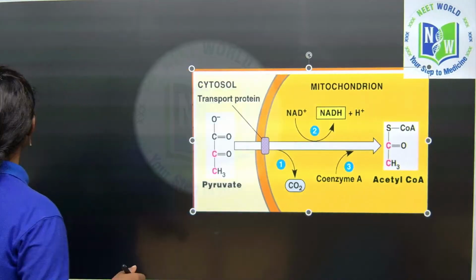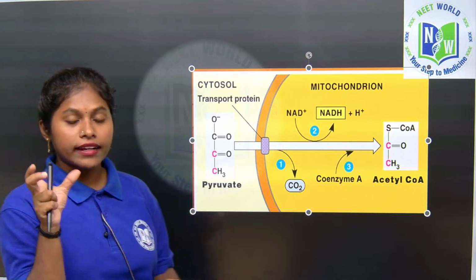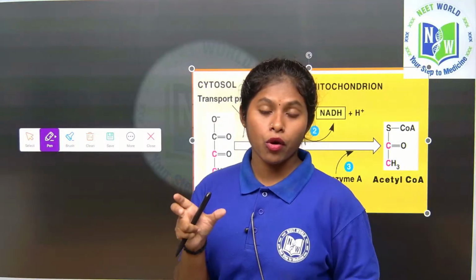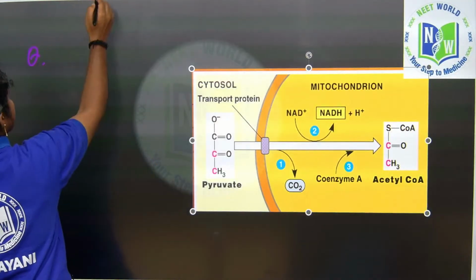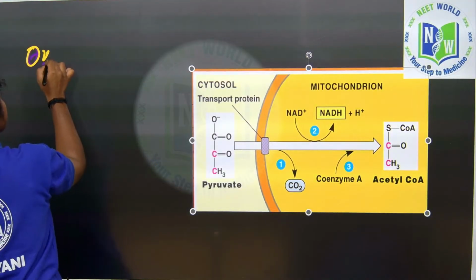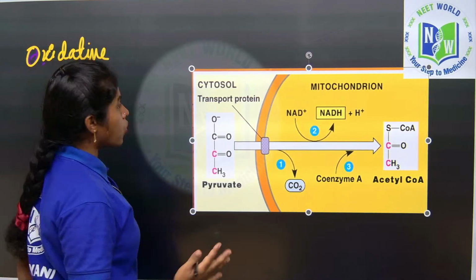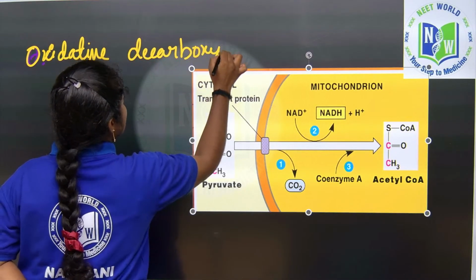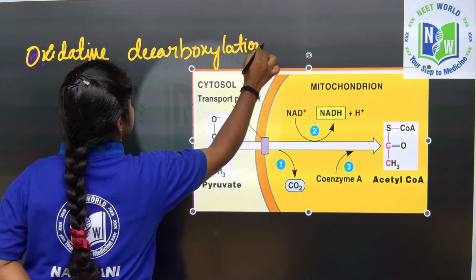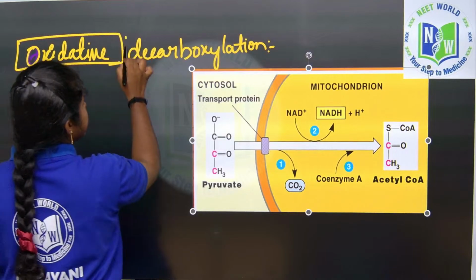Okay, see this. The pyruvate is entering into the mitochondrial matrix, right? And that process we call oxidative decarboxylation. This oxidative decarboxylation means pyruvate is converted into acetyl-CoA. So oxidation is happening, right? And decarboxylation is also happening.